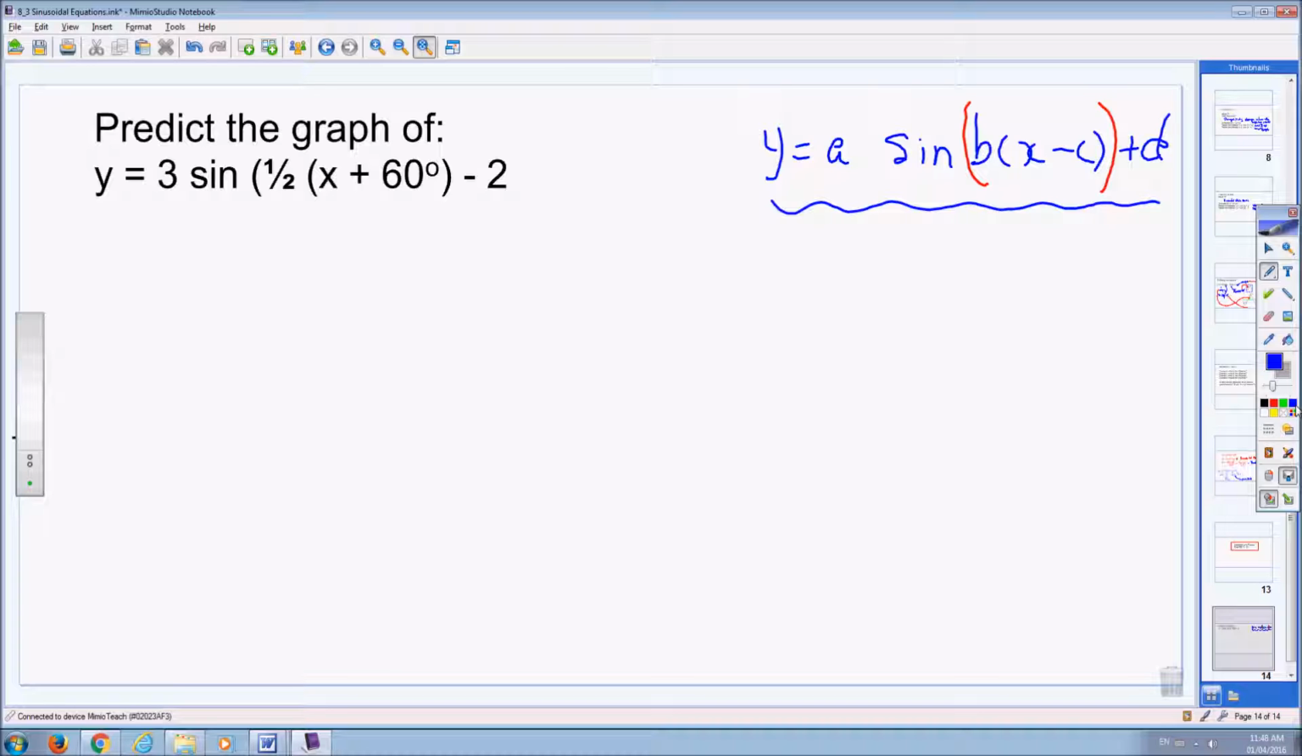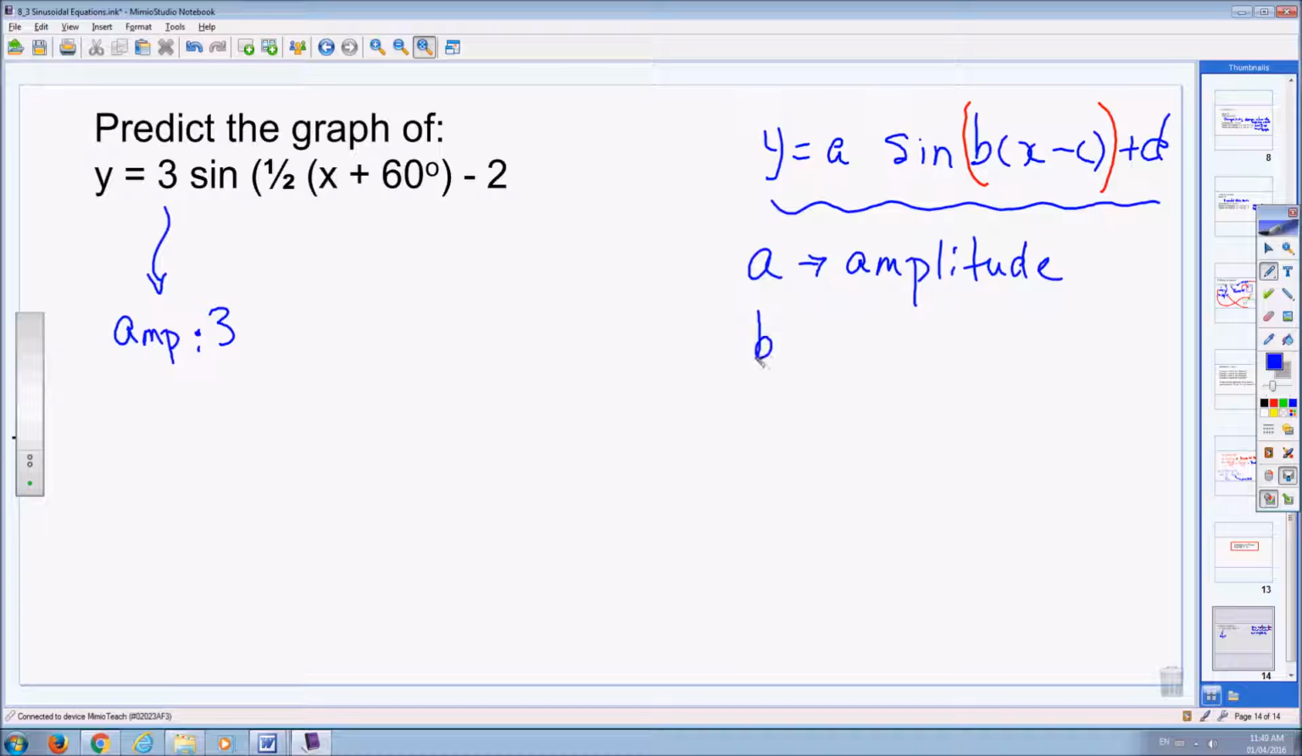we're going to look at this and remember A gave us our amplitude. So in this case, for this graph, that means we're going to have an amplitude of 3. So that means that our waves are going to be 3 times as large as our original sine graph.